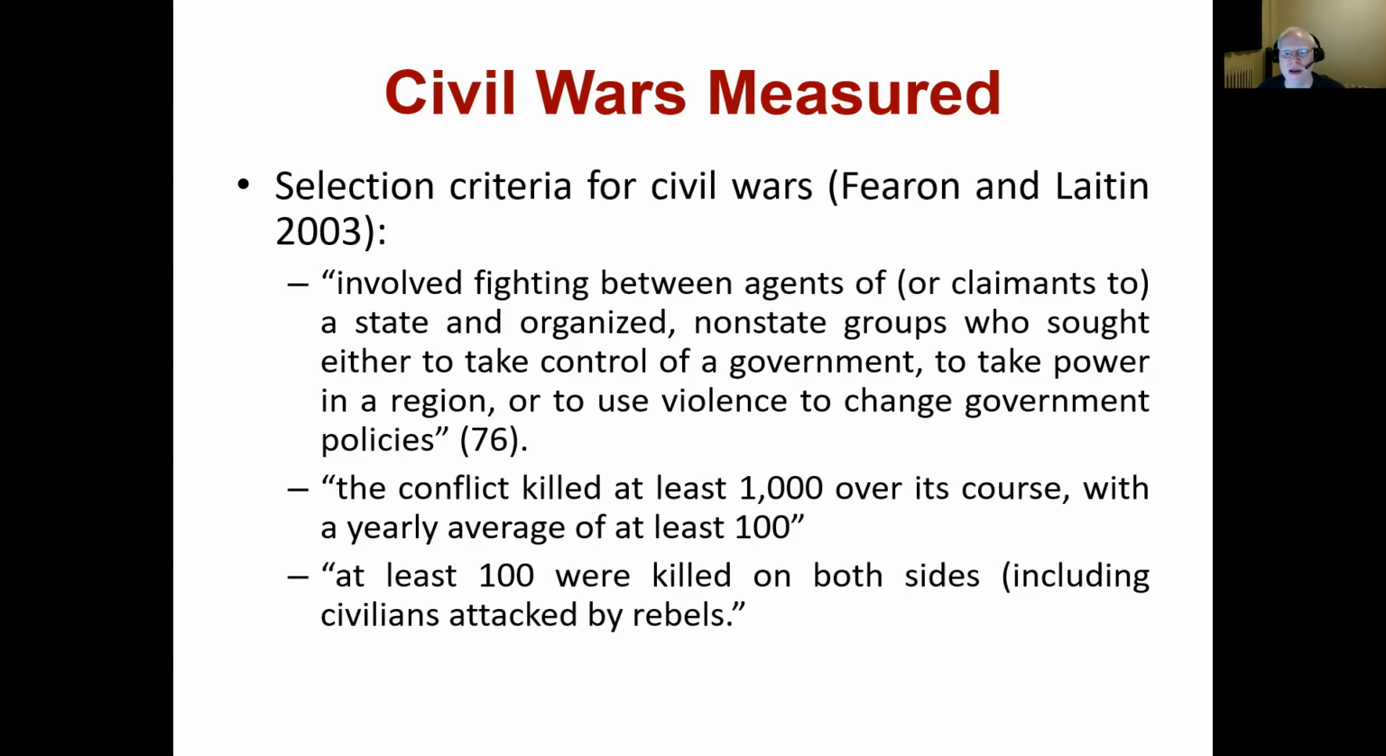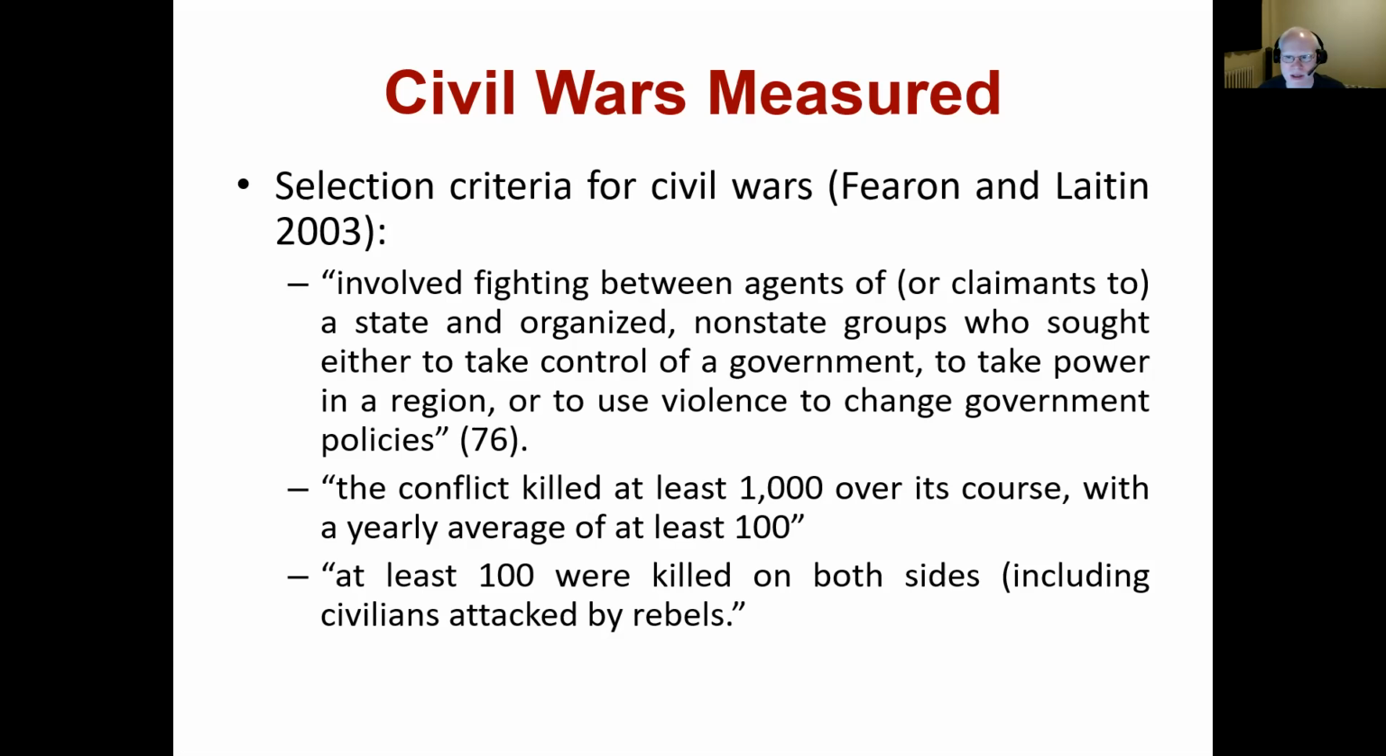so that it's not just a skirmish, you know, a rebel shot and killed a member of government. That rebel who shot the member of government may have the goal of overthrowing the government, right? But we're not going to call that a civil war. It's too small scale. So we have to have some threshold that we want to meet.